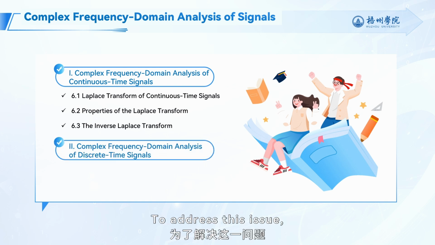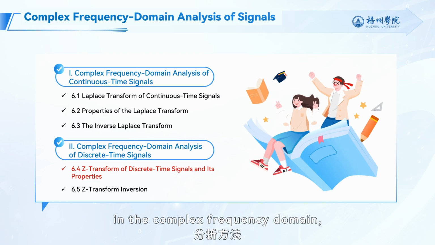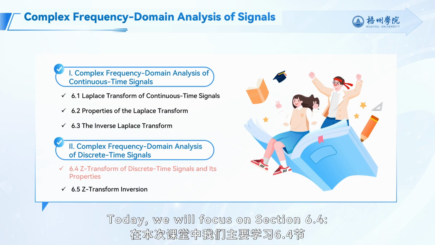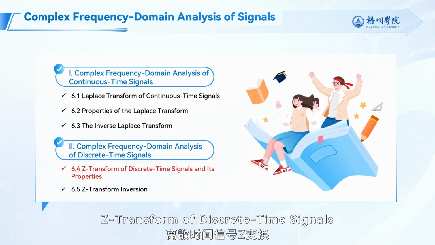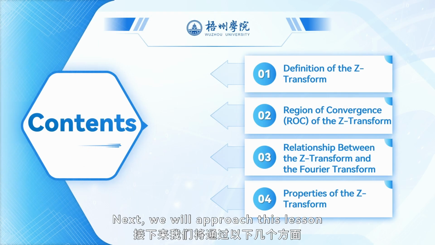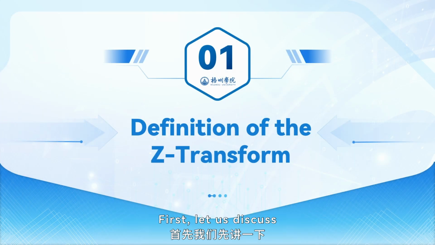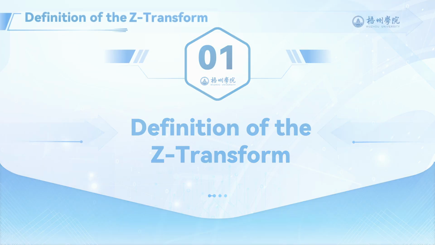To address this issue, this section introduces a method for analyzing signals in the complex frequency domain, namely the Z-transform. Today, we will focus on section 6.4, Z-transform of discrete time signals and its properties. Next, we will approach this lesson through the following topics. First, let us discuss the definition of the Z-transform.